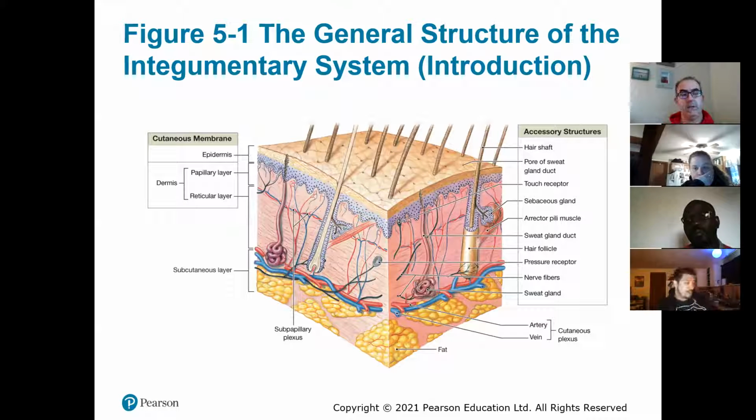So we have these sweat glands all in our dermis. What's the other type of gland that we have?